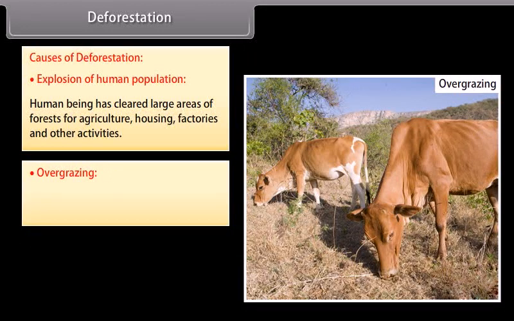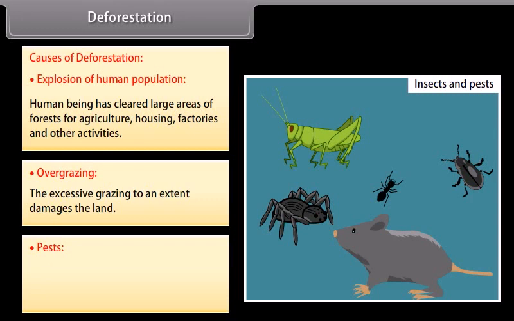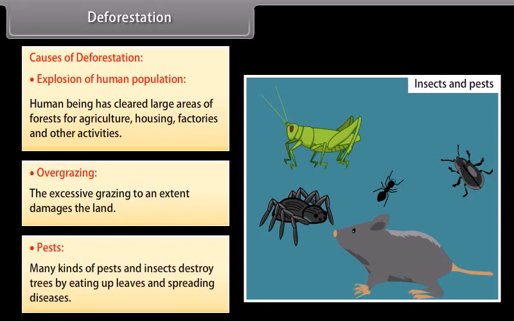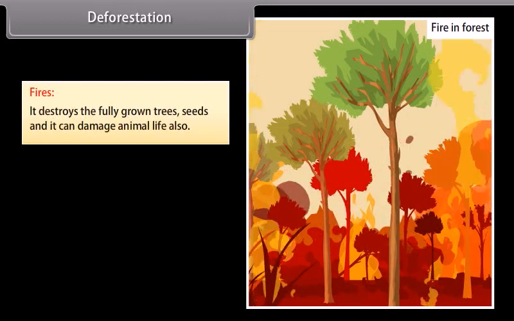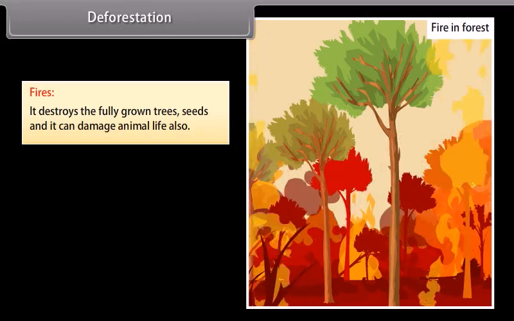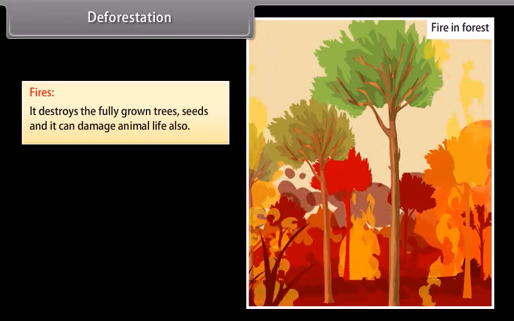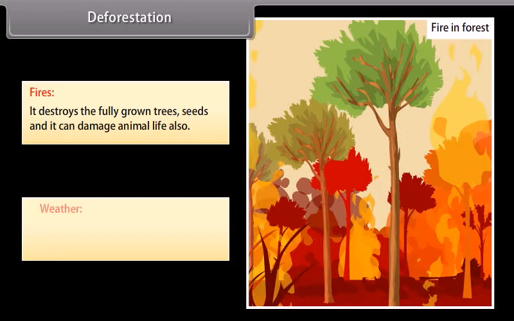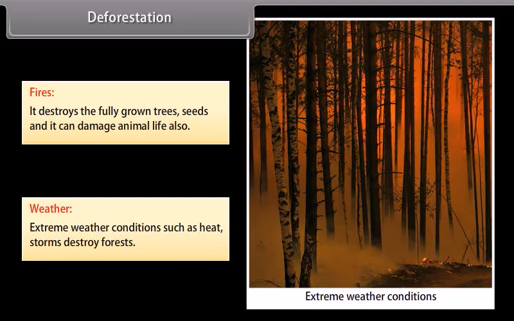Overgrazing. Excessive grazing to an extent damages the land. Pests. Many kinds of pests and insects destroy trees by eating up leaves and spreading diseases. Fires. Fire destroys fully grown trees and seeds, and it can damage animal life also. Weather. Extreme weather conditions such as heat and storms destroy forests.